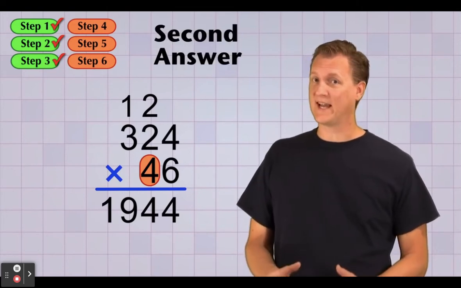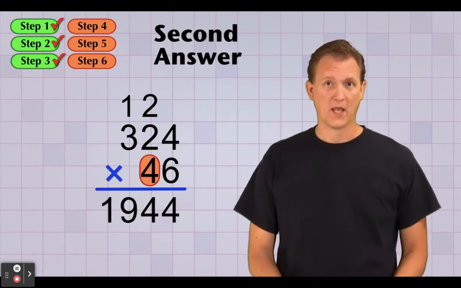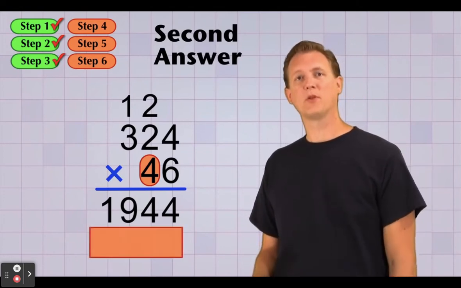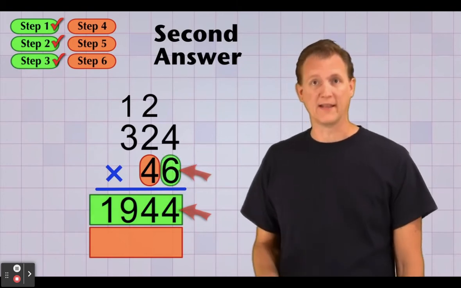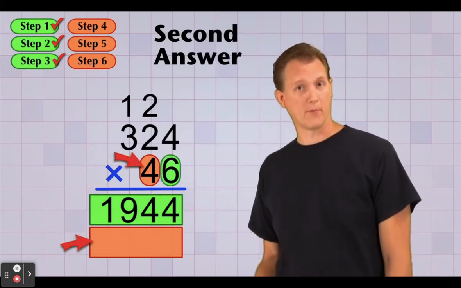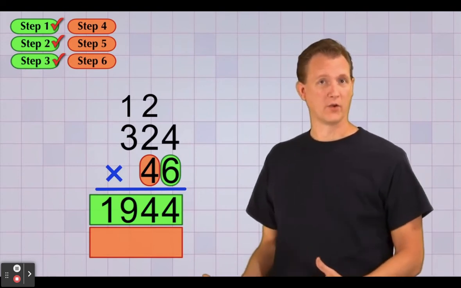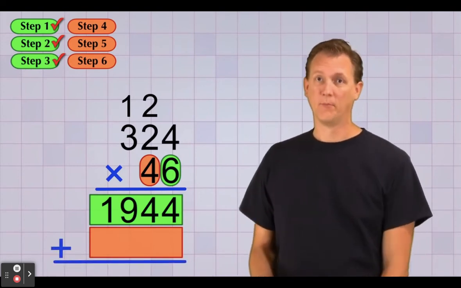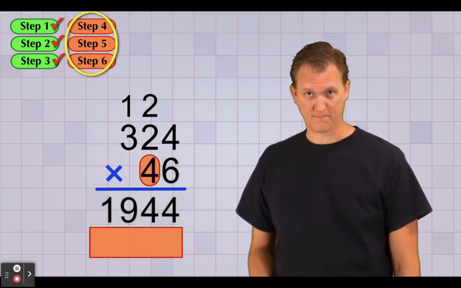And because we'll get a second answer, we need to start a second answer line for the next set of steps. We're going to put our new answer line just below the first one. So this answer line comes from our first bottom digit, and this answer line will come from our second bottom digit. At the very end, after we're all done multiplying, we're going to add the two answers together. But for now, let's continue with the second set of multiplication steps.